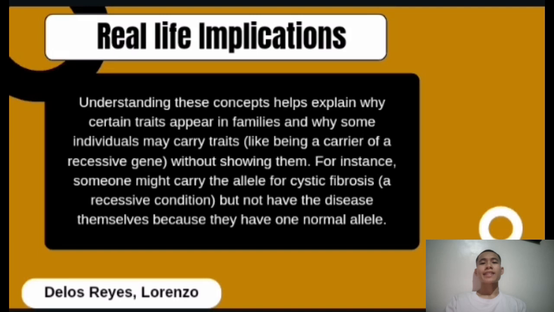Understanding this concept, guys, helps explain why certain traits appear in families and why some individuals may carry traits, like being a carrier of a recessive gene, without showing them. For instance, someone might carry the allele for cystic fibrosis, a recessive condition, but not have the disease themselves because they have one normal allele.